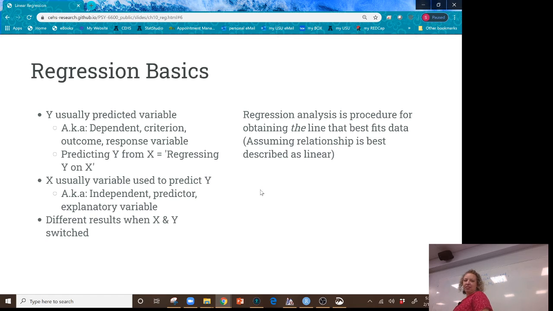So the basics. The y variable, we usually use the letter y to be the outcome variable, and it's also languaged as the dependent variable. All of those words, phrases, that all language is the same thing.